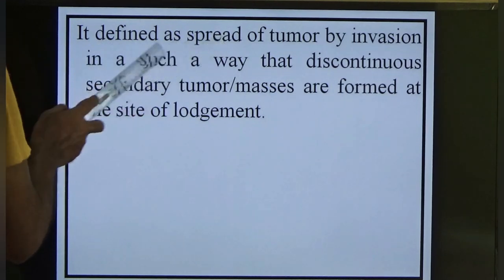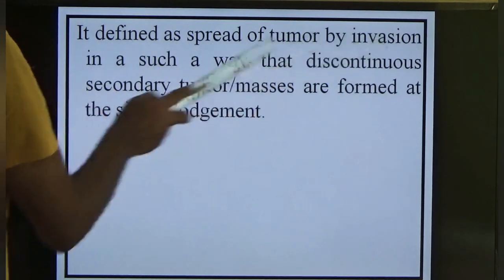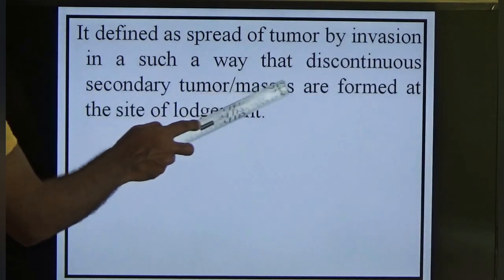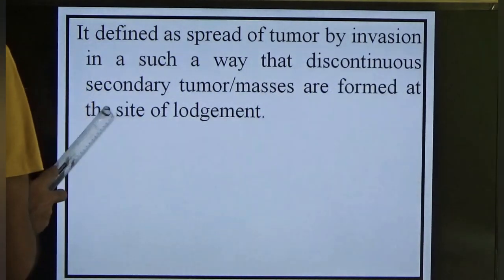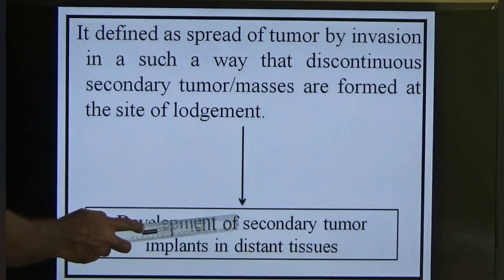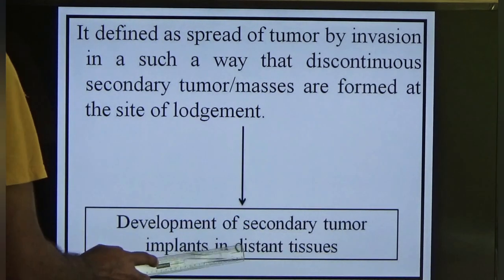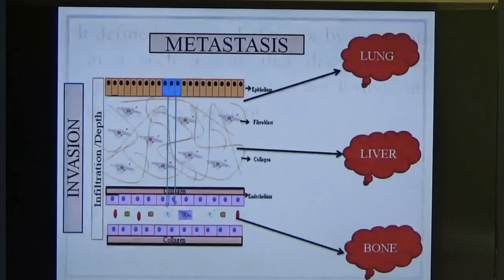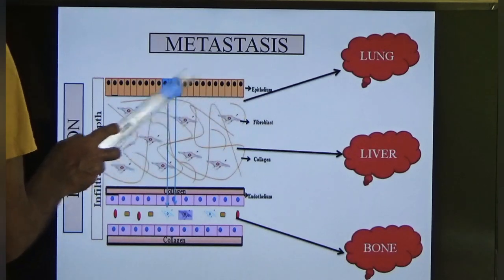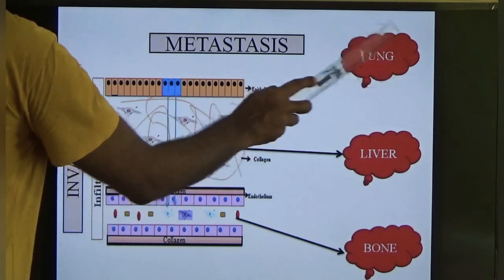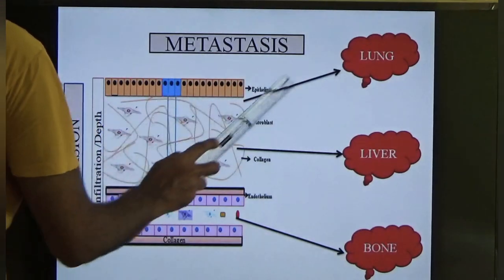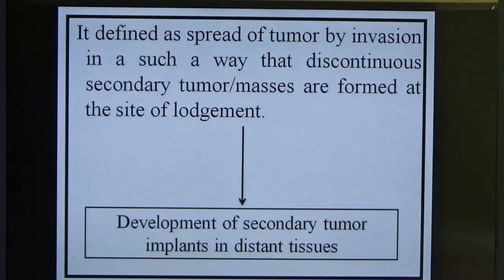What is the definition? It is defined as spread of tumor by invasion in such a way that discontinuous secondary tumors or masses are formed at the site of lodgement. The simple understanding is development of secondary tumor implants in distant tissue. Suppose tumor cells spread from the affected part to another part. The process of spreading is known as metastasis.